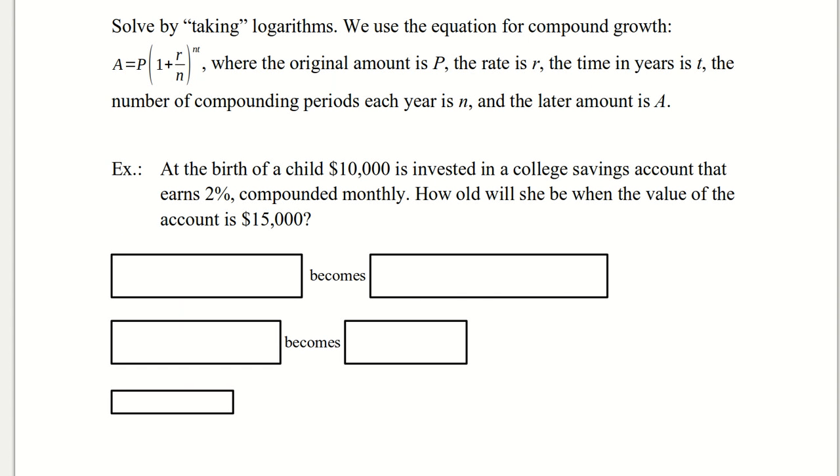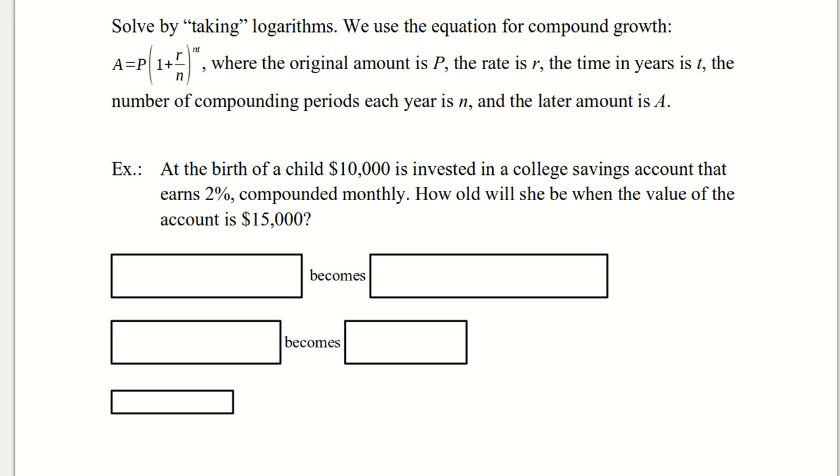Okay, a very similar question. Now we're asked to solve an equation, but we're asked to translate it using the compound growth formula. So the original amount is P, the growth rate is r, the time in years is t, the number of compounding periods each year is n, and the later or ending amount is A. So it says at the birth of a child, $10,000 is invested in a college savings account that earns 2% compounded monthly. That compounded monthly tells me that n is 12. There are 12 months in a year. And it says, how old will she be when the value of the account is $15,000?